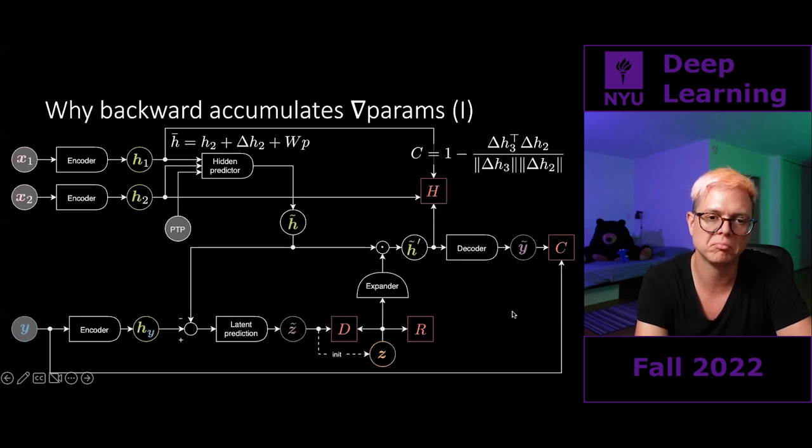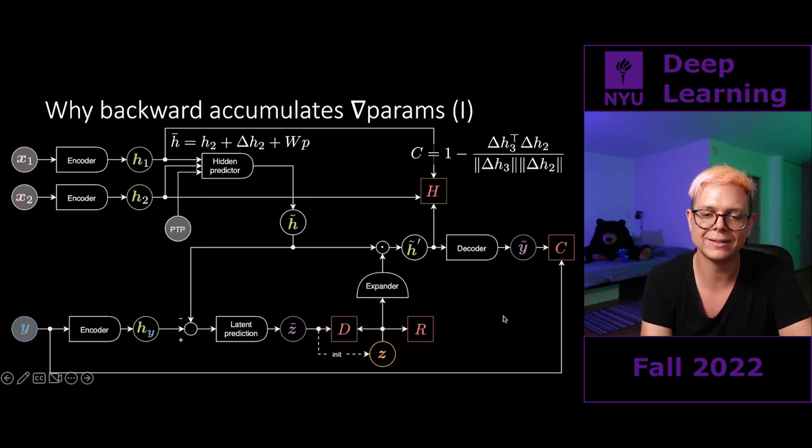Let me repeat the question for clarity. Question: why are we accumulating the gradients? Answer: because we might be reusing the same module multiple times. In this case, this is a little bit more elaborate diagram. We saw several diagrams so far, and this is a little bit more fancy. This circle and this circle should be green. They are white. This is bugging me, but okay.